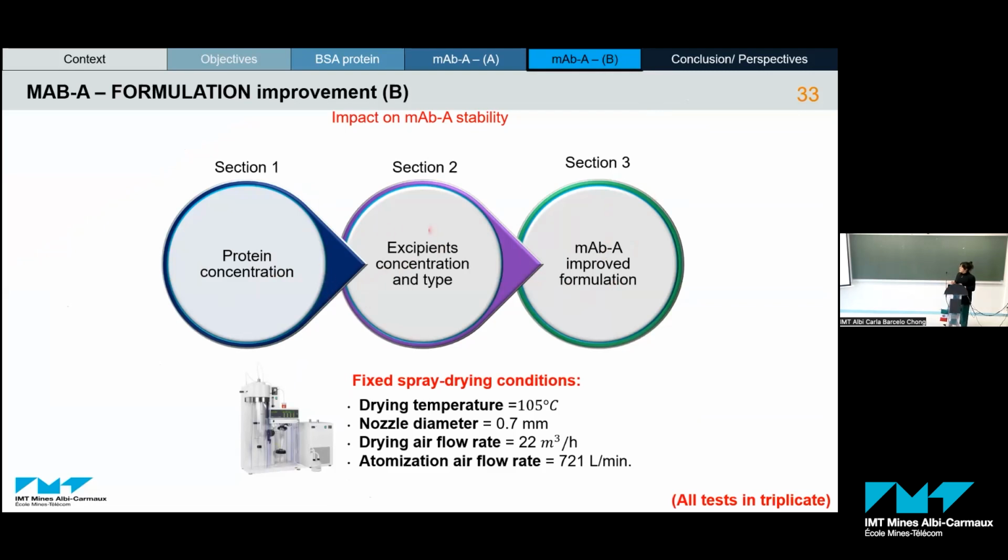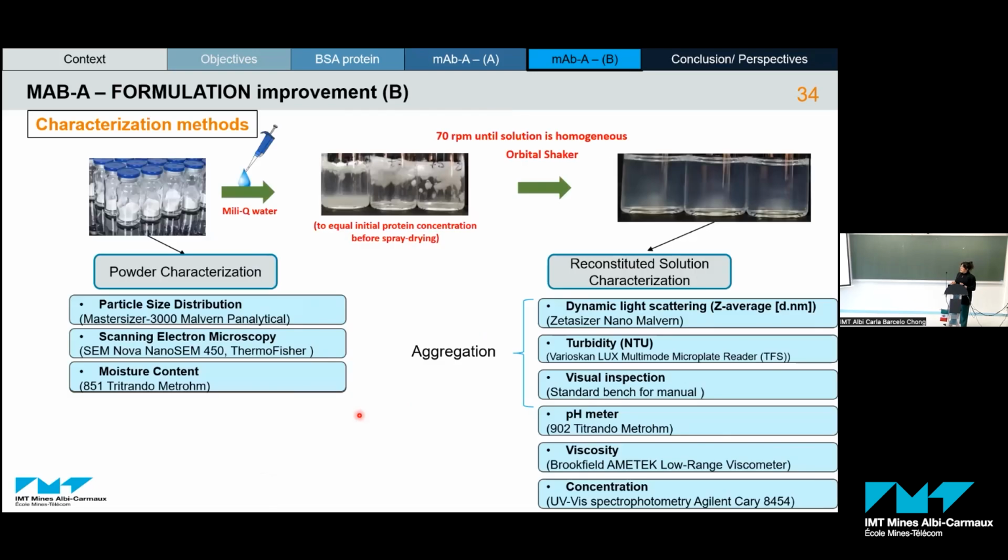For these 3 sections, we will have the fixed spray drying conditions that were retrieved from the previous part, and we will all perform at the same conditions. The characterizations for the study of the protein concentration and the study of excipients will be performed, as previously mentioned, in the same way for the powder characterization and reconstituted solutions.